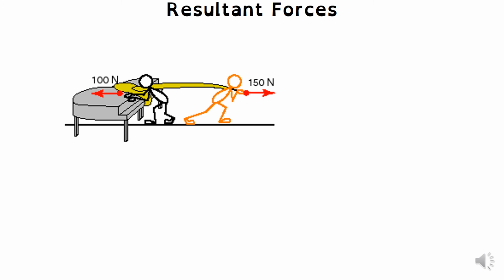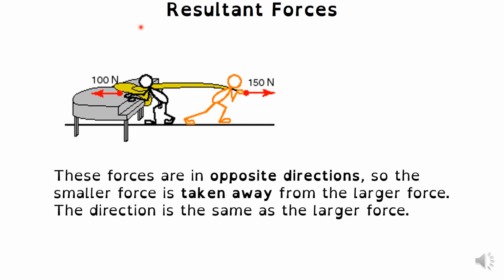Now to look at a second example, here we have the 2 people with the piano, and this time one is pulling to the right with 150 newtons again, but this time this guy here is pushing in the opposite direction. Now that's obviously going to make the job a lot harder for the orange guy. Now if we think about the size of the overall force, these forces are in opposite directions. So we take the smaller force away from the larger force. Now the direction will be the same direction as the larger force.